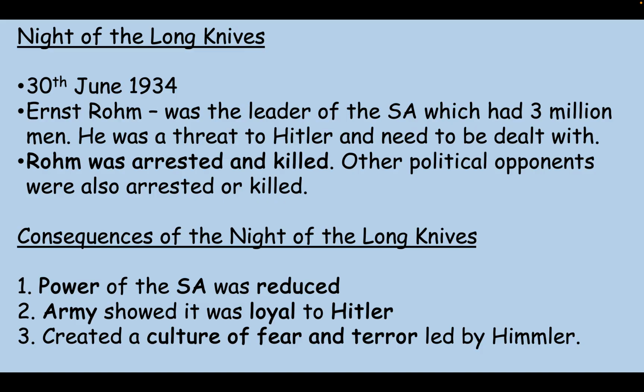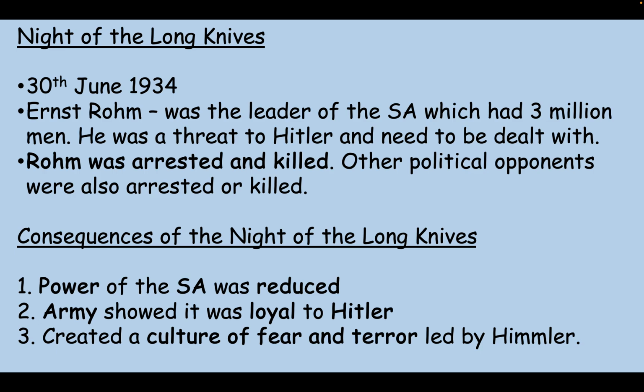Now, we fast forward to the 30th of June 1934. Okay, so 30th of June 1934, Adolf Hitler organises the Night of the Long Knives. Now, in the Night of the Long Knives, Hitler removes the leading political figures who are his enemies and Ernst Röhm. Now, we'll start with Ernst Röhm.